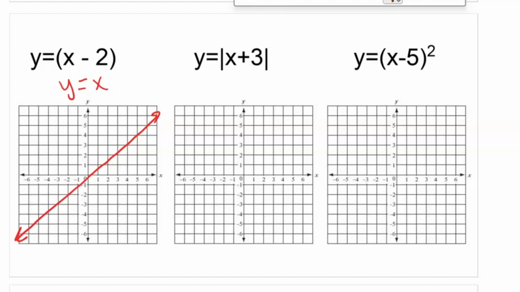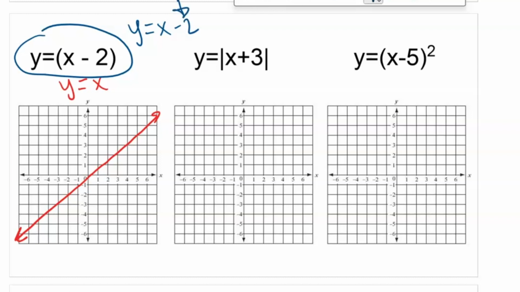It goes through the origin, it goes over 1, up 1. And now I'm going to graph the x minus 2. Like I said earlier, with linear equations, you could remove the parentheses and it won't really change anything. So that's the same as y equals x minus 2 without the parentheses. So we talked about how that goes down 2 in this one.